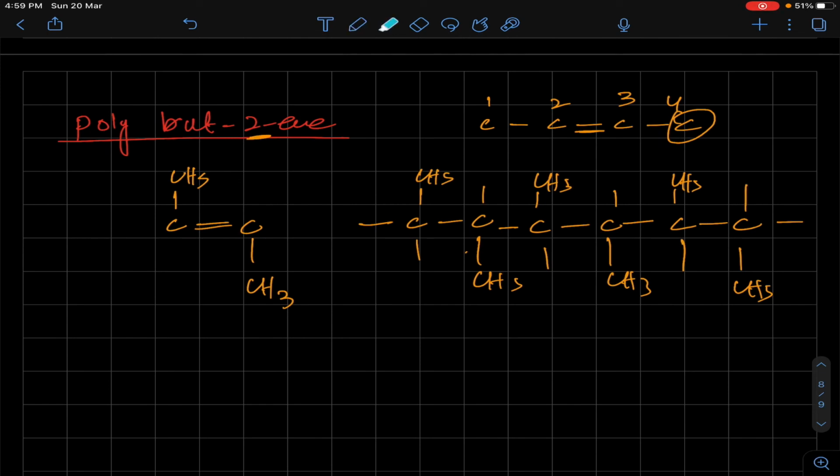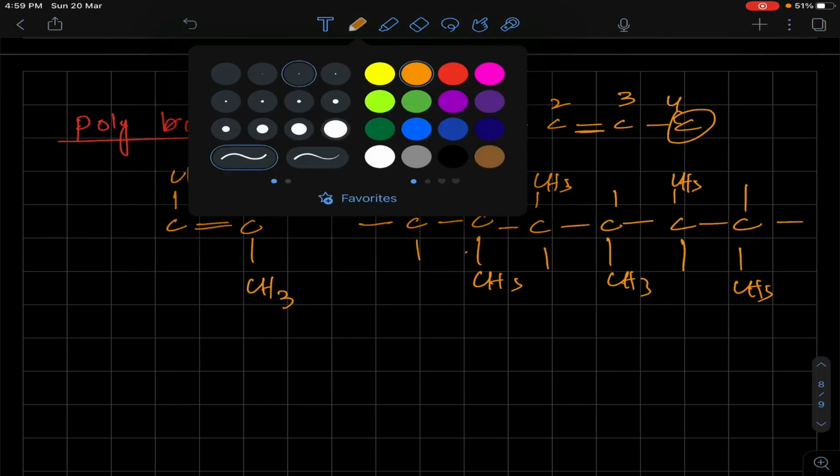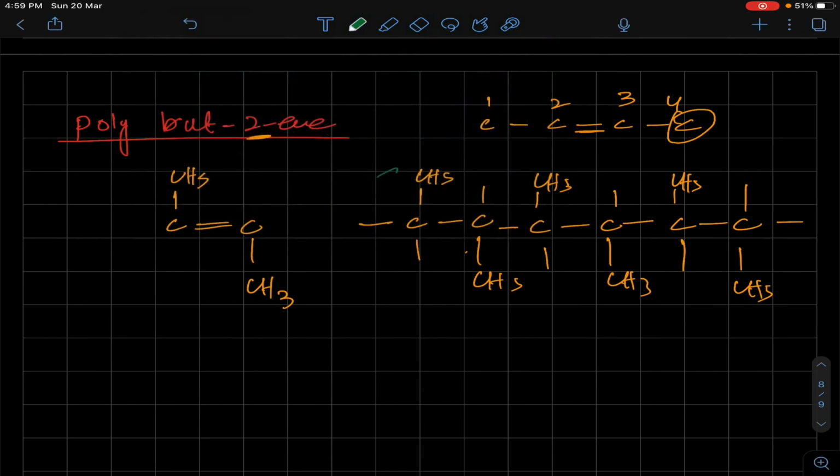Let's just identify the repeating unit. The repeat starts from here and it ends here. So this is the repeating unit, and how many carbon atoms do we have? 1, 2, 3, 4, right? And the second and third carbon atoms are placed horizontally, so that means we have a double bond between the second and third carbon atoms. So this is the structure of polybutene.